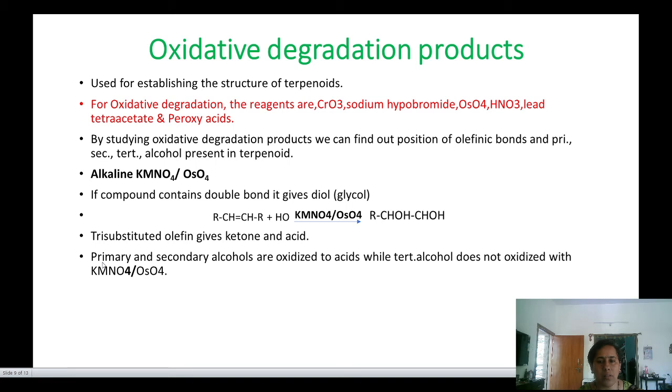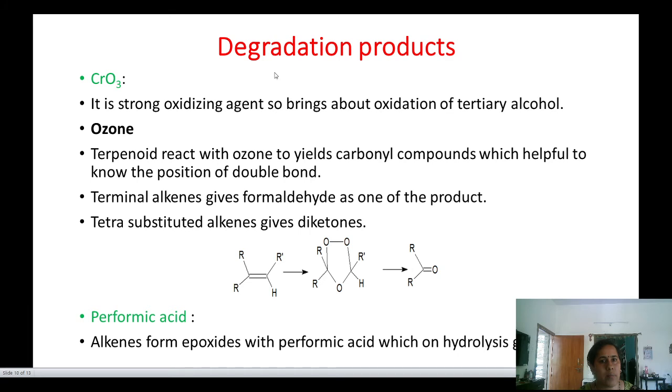Here one must remember that primary and secondary alcohols are oxidized to acids, while tertiary alcohols do not oxidize to acids by using KMnO4 and osmium tetroxide. Now which reagent is required for their oxidation? See here, next is about degradation products. Here chromium trioxide is a very useful strong oxidizing agent for the oxidation of a tertiary alcohol.